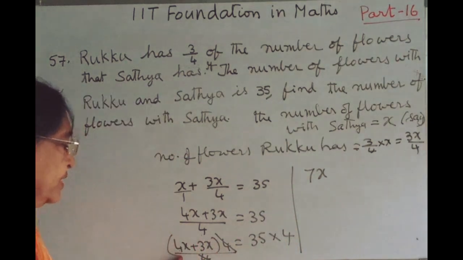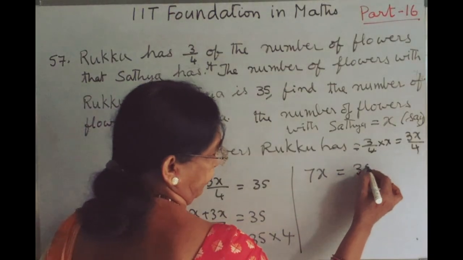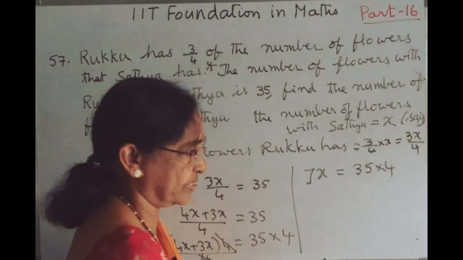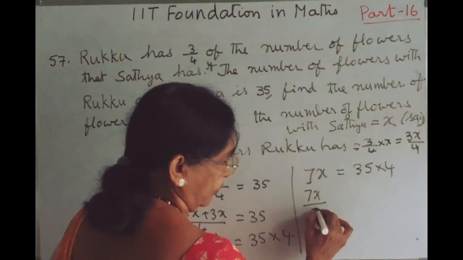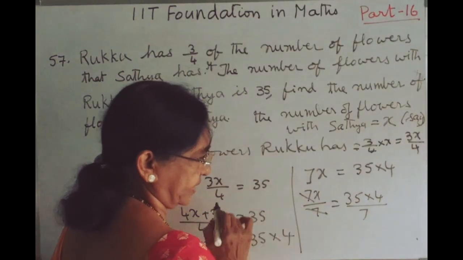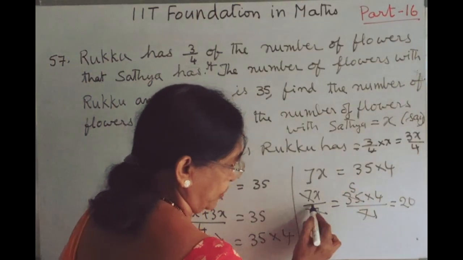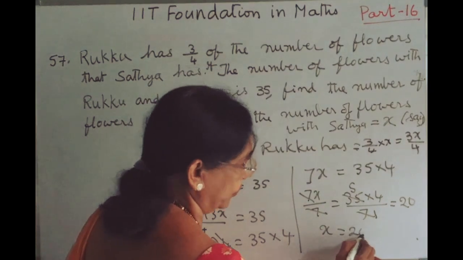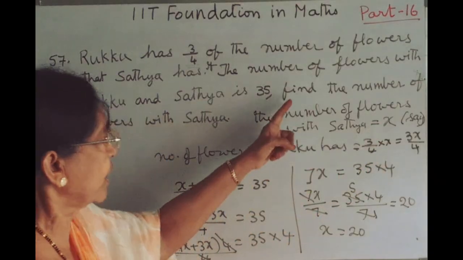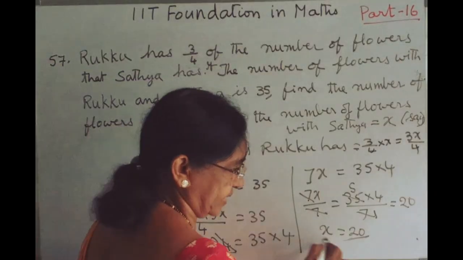So left side 7x remains, is equal to 35 into 4 on the right side. Now the coefficient of x is 7. Therefore, dividing both sides of the equation by 7, we get this. 7 gets cancelled. 7 ones 7, 7 fives 35. 5 fours 20. So on the left side x is there. x is equal to 20. But what is x? The number of flowers with Satya is equal to x. We are asked to find the number of flowers with Satya. Therefore, number of flowers with Satya is 20.